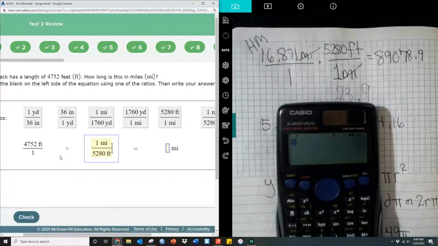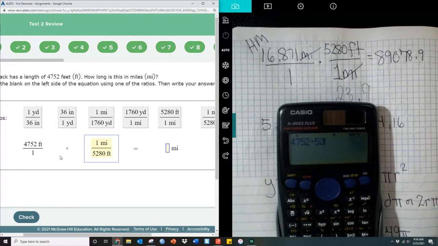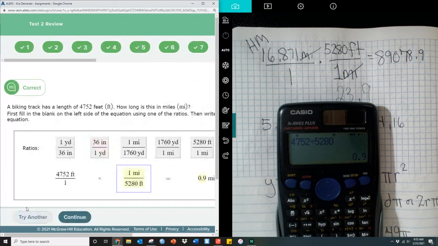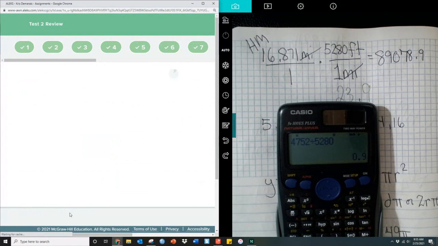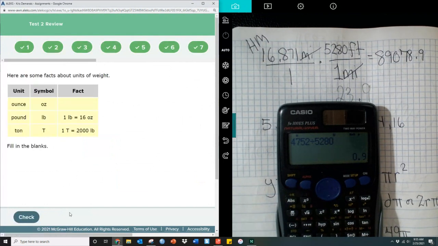So taking the 4,752, we're going to divide that by 5,280. So we're looking at 0.9 miles. So this is nothing but just remembering the setup.